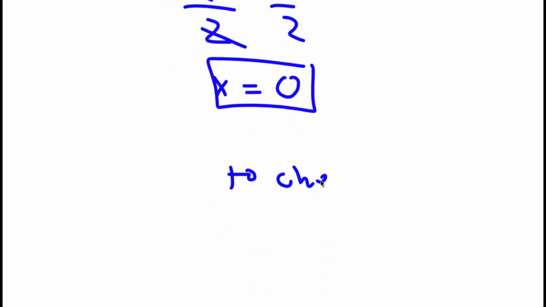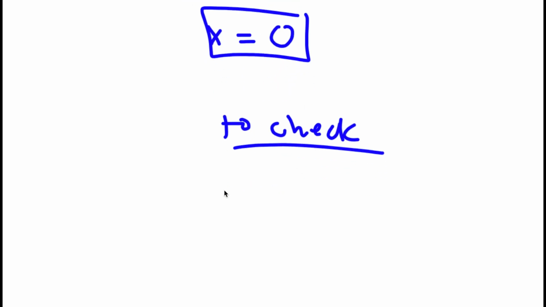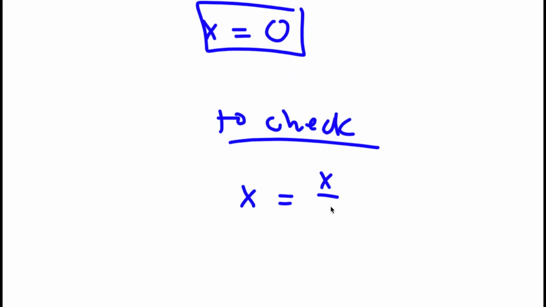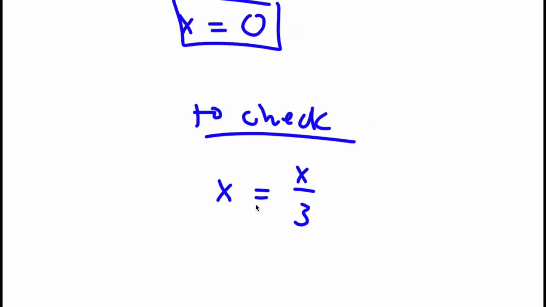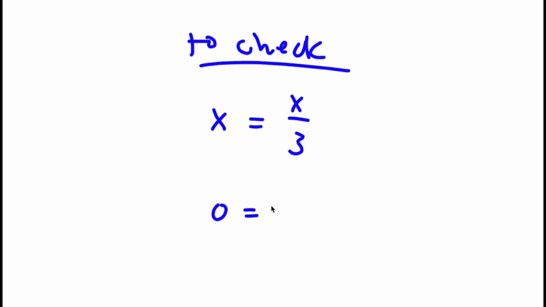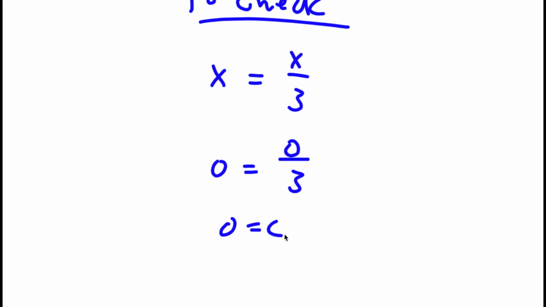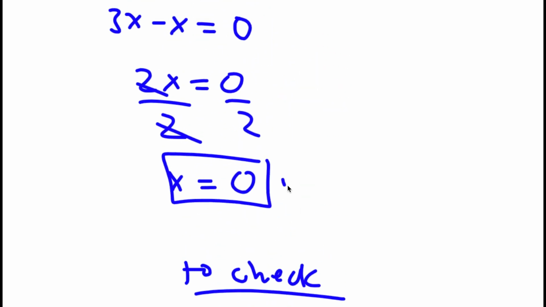So now to check, I had x is equal to x over 3. We know that x equals 0. So now I have 0 is equal to 0 over 3. Well, 0 divided by any number is equal to 0. So I have 0 equals 0, and because this is right, my solution is right.